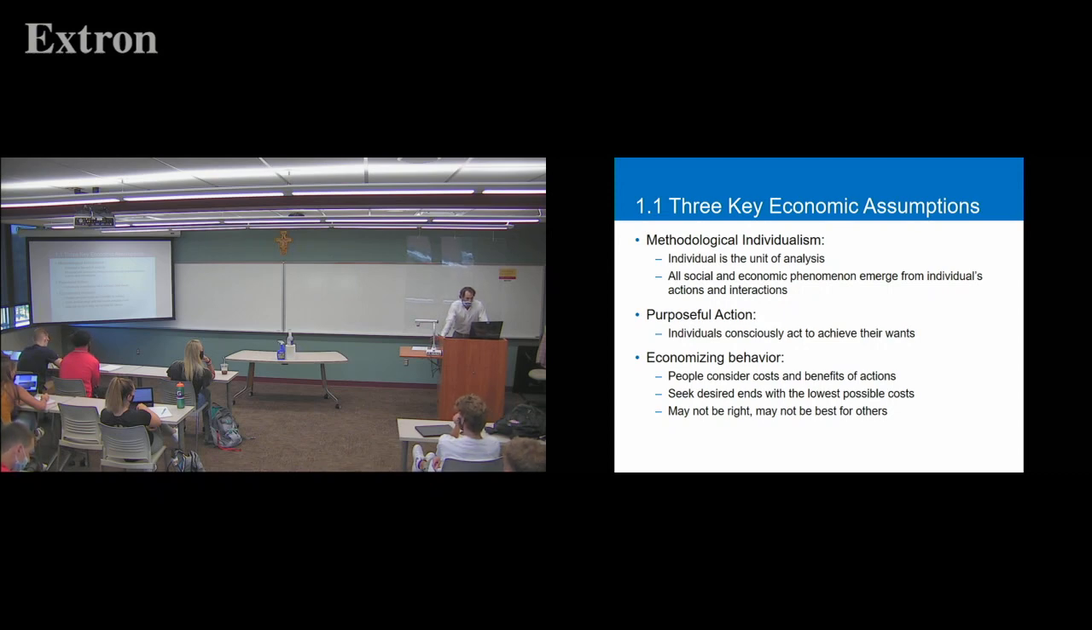And the last key economic assumption is economizing behavior. People consider the costs and the benefits of their actions, and they seek their desired ends at the lowest possible cost. Say there's two routes to get to a certain location. One takes a half hour longer. Odds are you're going to take the shorter, quicker route, because it gets you there at a lower cost. You're spending less on gas, spending less time in the car, unless for some reason you like the route.